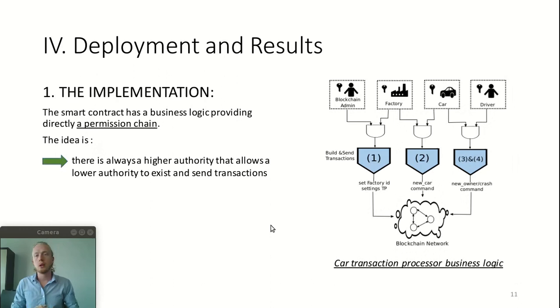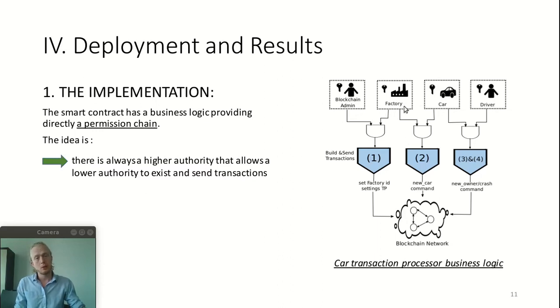Next, we have also included a permission chain in the Hyperledger Sawtooth smart contract. The permission chain is there to identify the IoT itself, the car, the factory, etc. We want to identify where the data is coming from and who authorized the data to come into the blockchain. The idea is to always have a higher authority that allows a lower authority to exist and send transactions. In a simple way, as you can see in the business logic, we have a blockchain administrator that will allow a factory to exist in the blockchain state.